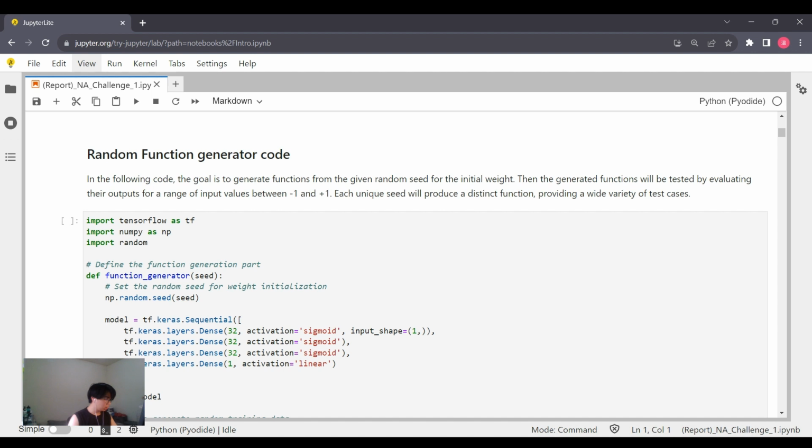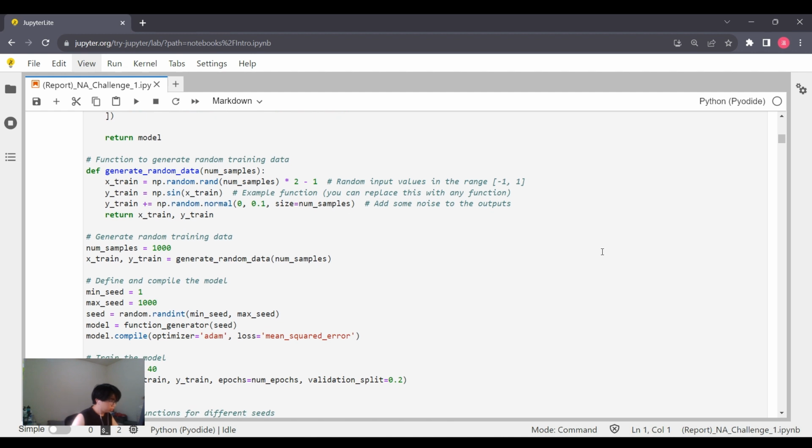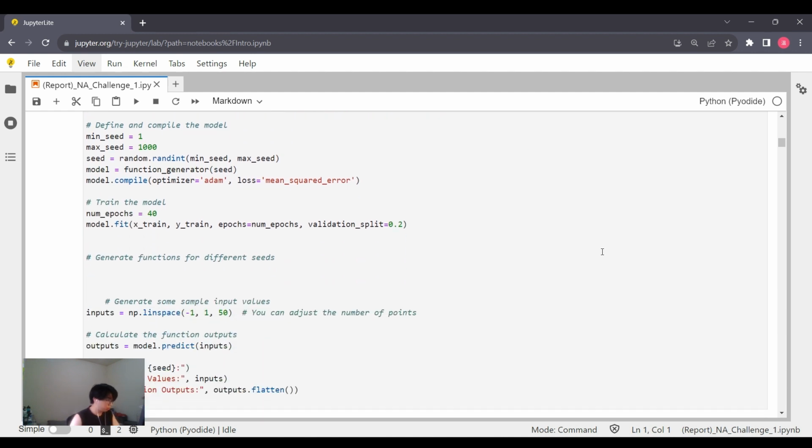So first, in the code, we define the function of the generation part, and then we set the random seed for the weight initialization. We have the function to generate random training data, and we generate the random training data. We define and compile the model and train the model. Then we generate some sample input values, and we can adjust the number of points. So then we calculate the function outputs.